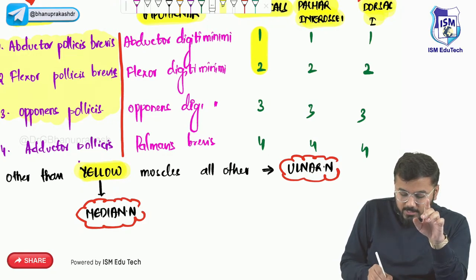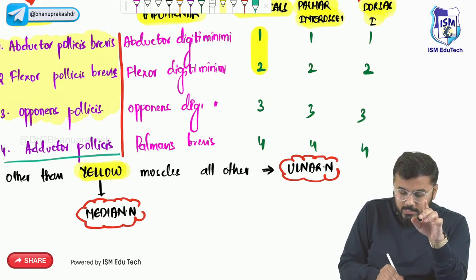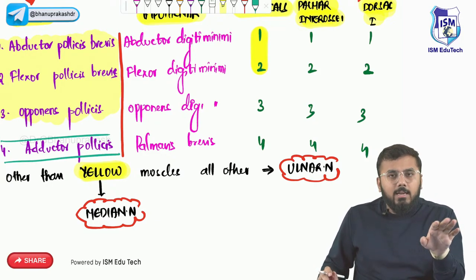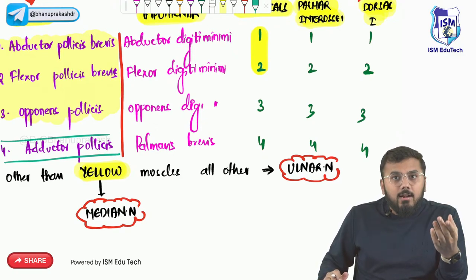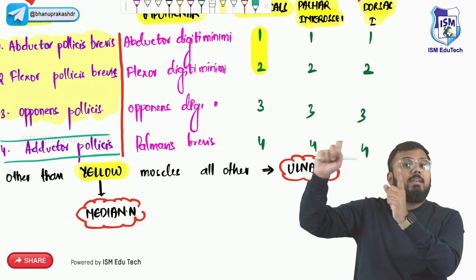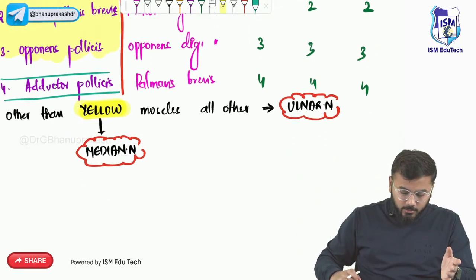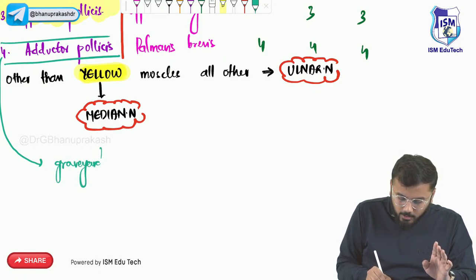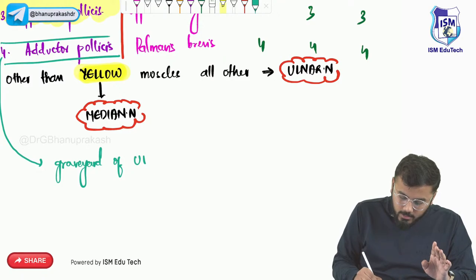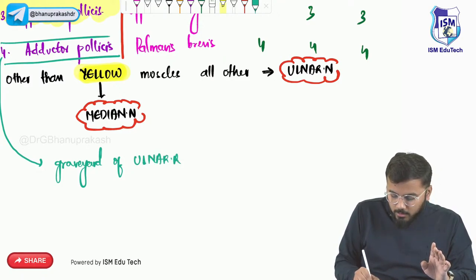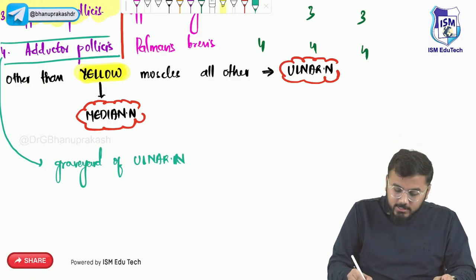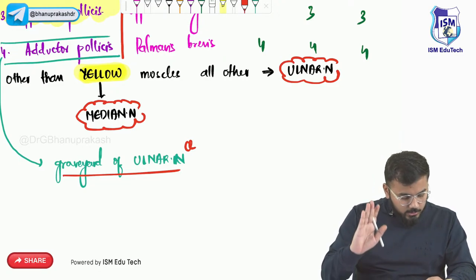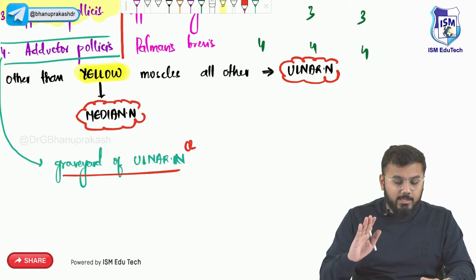Next important thing is that within the thenar group, we have got a fourth muscle. Can you see here? What is this fourth muscle, guys? Adductor pollicis. Obviously, adductor pollicis will be supplied by ulnar nerve only, right? Adductor pollicis is called the graveyard of ulnar nerve. Why is it called graveyard of ulnar nerve? I will tell you 10 to 20 minutes later. But just now, remember this. This is a question which was asked. Adductor pollicis is called the graveyard of ulnar nerve. This is the important thing you have to remember.